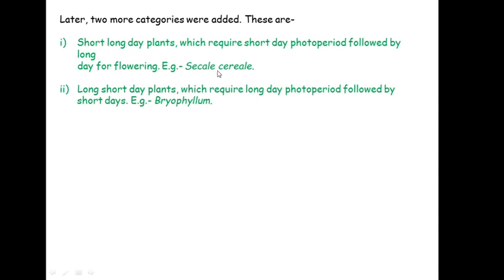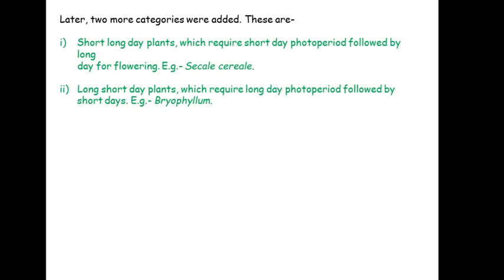Okay, now if the critical value is 10 hours here for Sickle Cereally, first they will require a short day photoperiod, which means in the initial stage of flowering initiation, you have to give them a photoperiod which should be less than 10 hours, followed by a long day photoperiod, followed by a photoperiod which should be longer than or more than the 10 hours. That is the meaning of this whole thing.